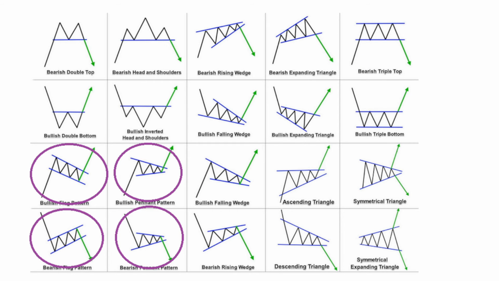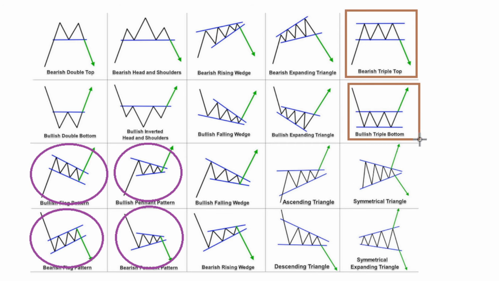Here is a reversal rectangle, bearish. Here is, they're calling it a triple top, triple bottom, but you could also say it's a rectangle. Here's a reversal bullish one.